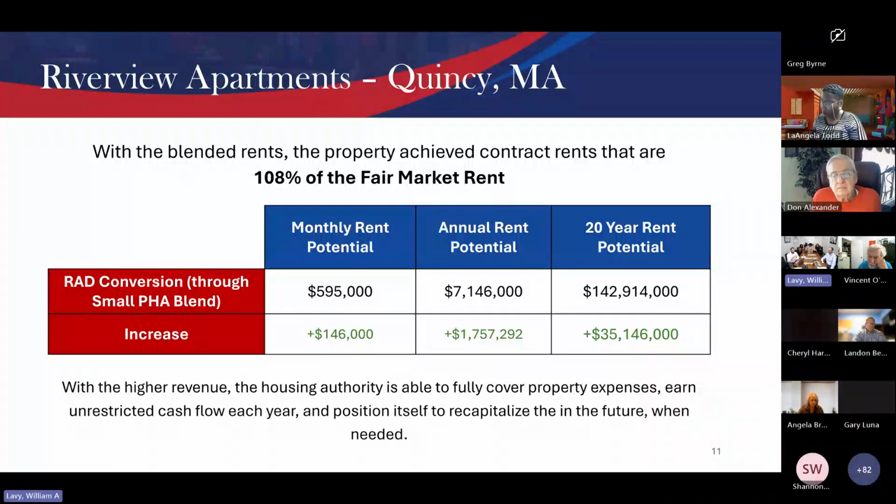Now, Quincy was able to convert and stabilize the project because, again, they had put money into the project with their public housing funds. Property was in great condition. There's another path that we're seeing, and that is to leverage financing to address the needs of the property at conversion. And a prime example on the next slide is Ship Street.